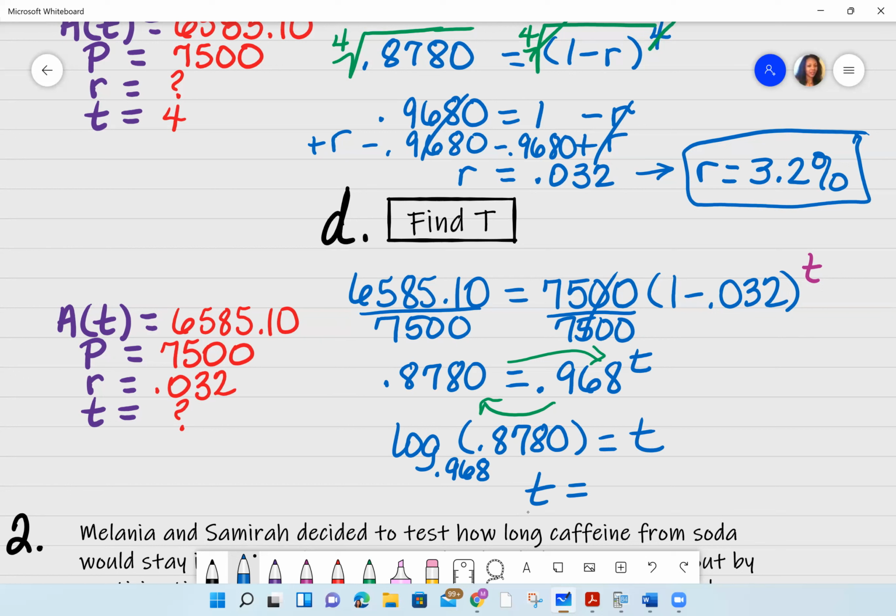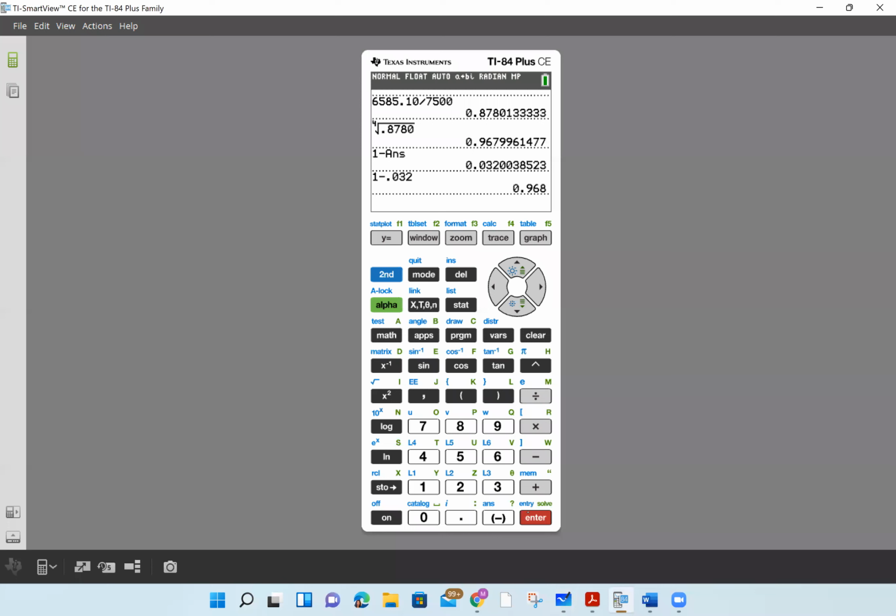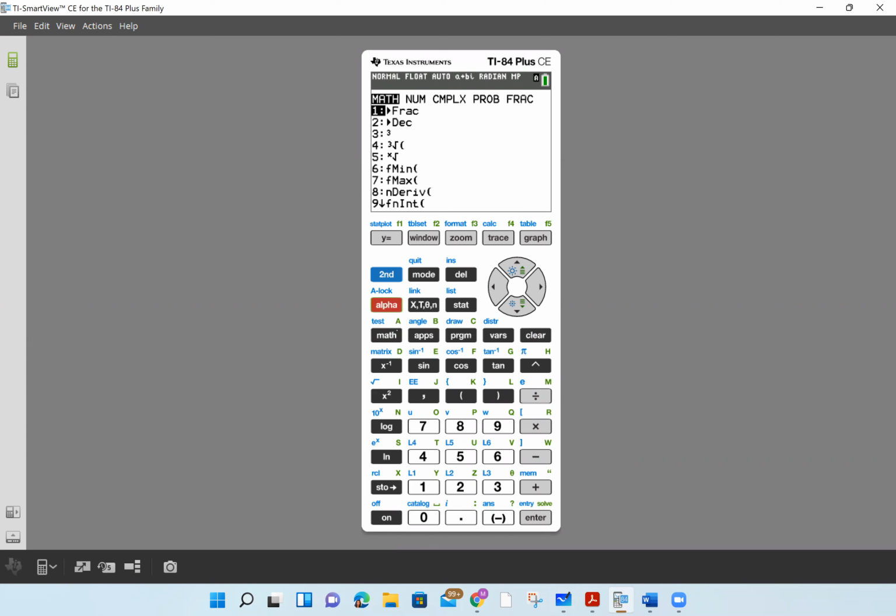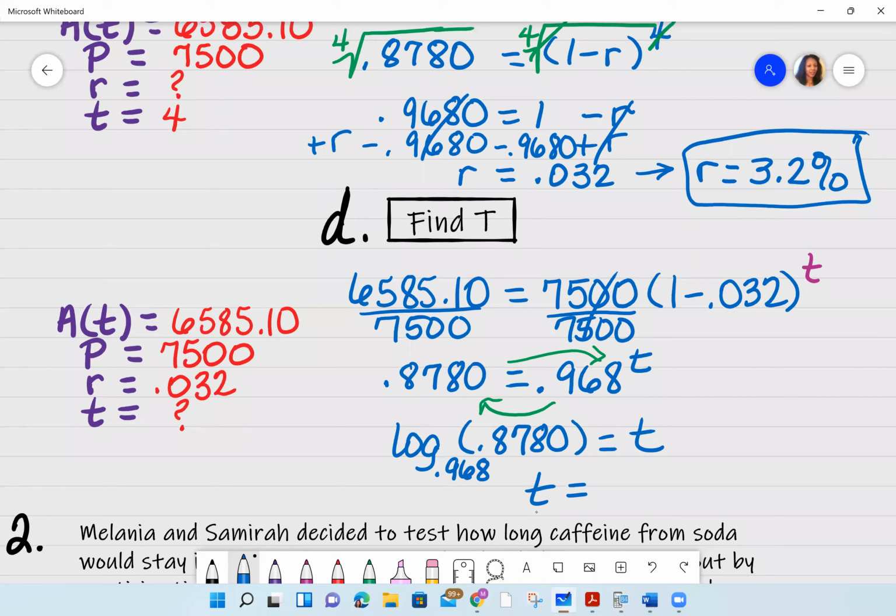So T is equal to, go to the calculator, and I've shown you this multiple times. You want to go to math, alpha, math, and now you can put in your base 0.968 of 0.8780. If you don't have that option, that means you're going to have to use the change base formula, which means, hold on, I'll show you in a minute. Let's just go ahead and write our answer here. That's 4. So T is going to be 4, but again, we already knew that. We're just building off of what if they had asked for T.